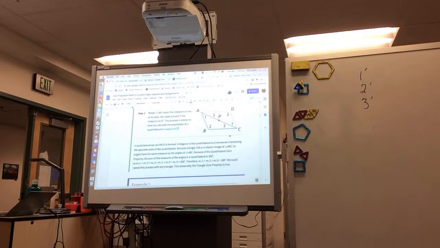Well, they have to be corresponding vertices, corresponding angles. Corresponding implies that you have the same measure. So how are you going to ensure that you end up labeling a corresponding angle? In other words, 1 and 1 prime need to correspond to one another. They need to have the same measure.